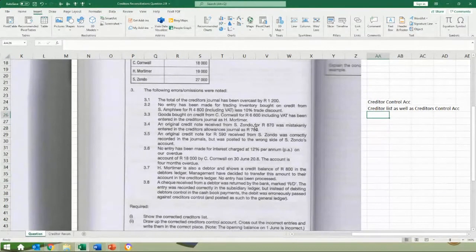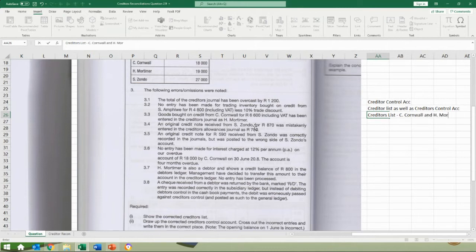So what that means is your total for your creditors control, when we captured it in your creditors control journal, is 100% okay, that's fine. However, our creditors listing will be wrong because two of our creditors totals will be incorrect. So this one would affect our creditors list for C. Cornwall and H. Mortimer.